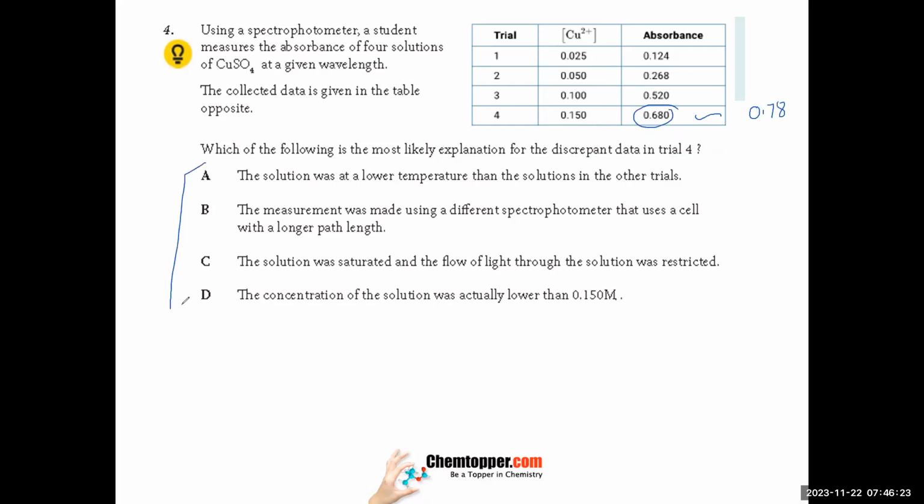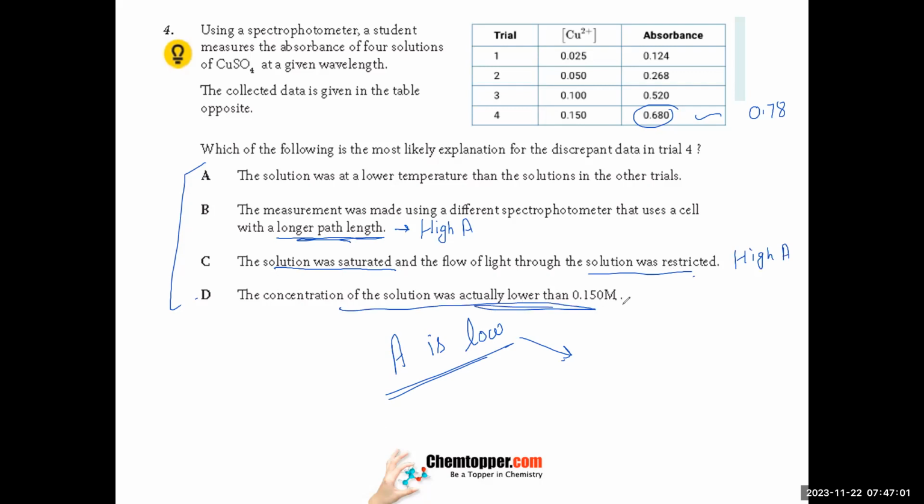What can be the reason? Absorbance is low. Error. Absorbance is low due to, check. Remember longer path length? Longer path length means high absorbance. If the solution is very saturated, then saturated means high concentration, high absorbance. The concentration of the solution is actually lesser than this. Yes. So answer is D.